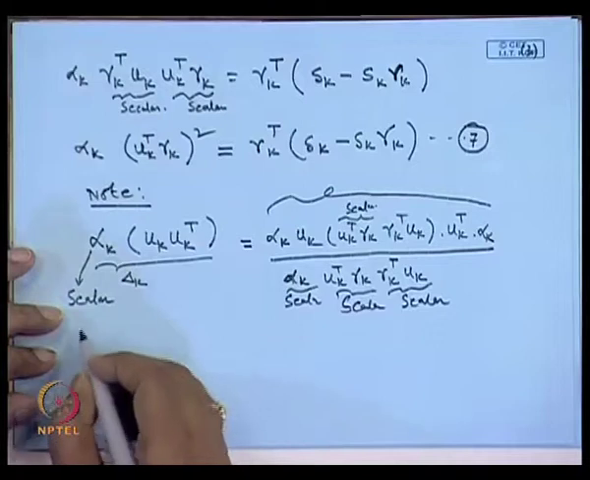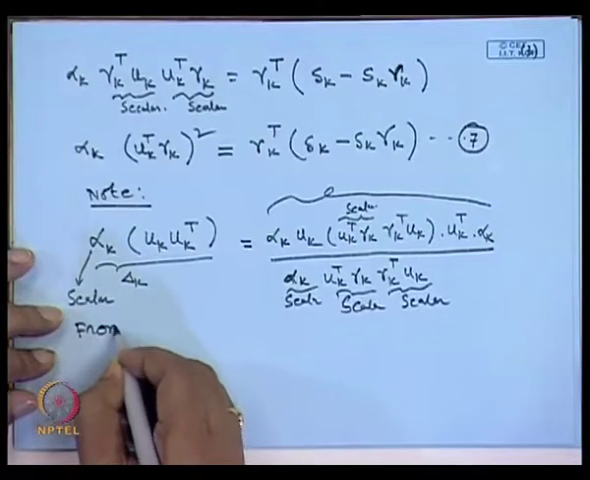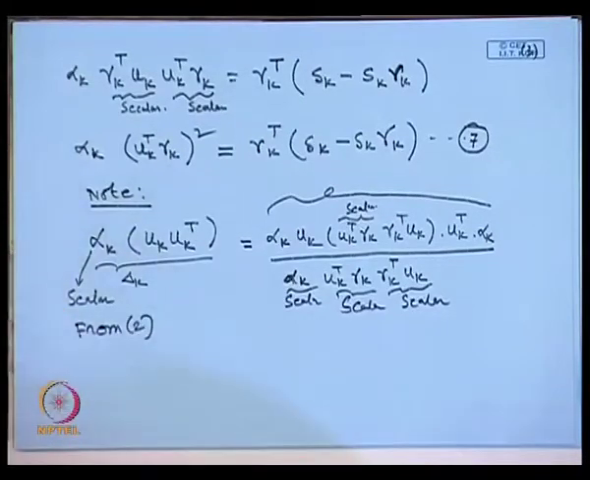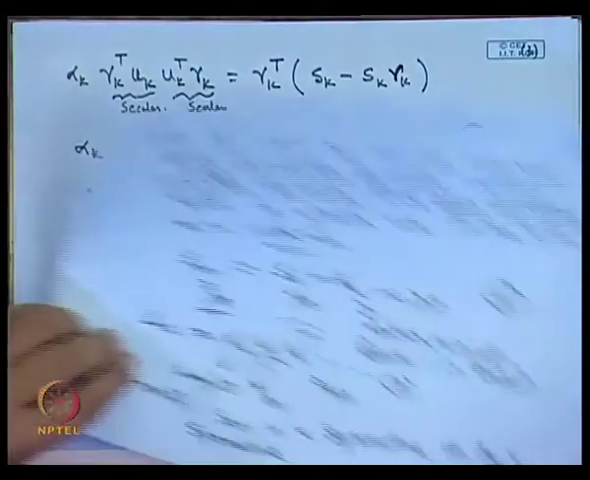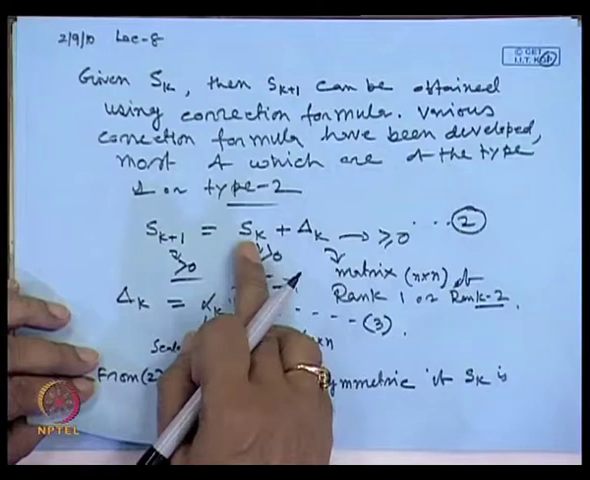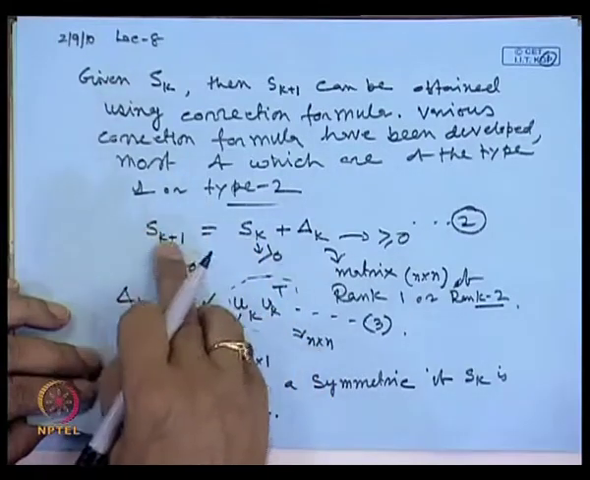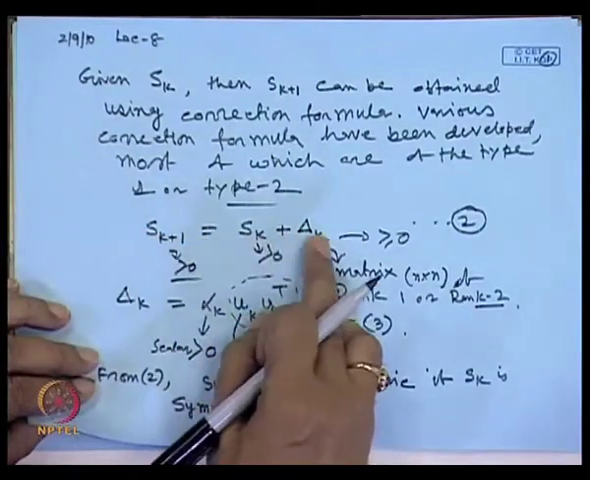So now from equation 2, what is equation number 2? It is the equation for how to update x k plus 1 at the iteration. So from 2, if you take that side, x k plus 1 minus x k, it will be equal to delta k.